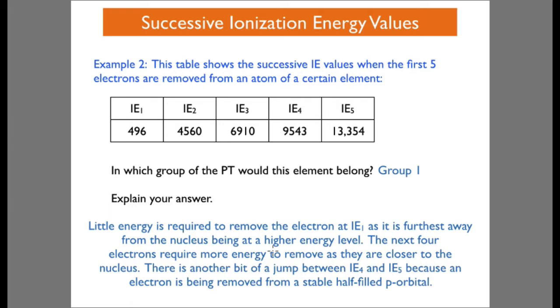So, little energy is required to remove the electron from the first ionization energy level, as it is furthest away from the nucleus, being at a higher energy level. The next 4 electrons require more energy to remove, as they are closer to the nucleus. There is a bit of a jump here between ionization energy 4 and ionization energy 5, because electrons are being removed from a stable half-filled p orbital. More on that later.